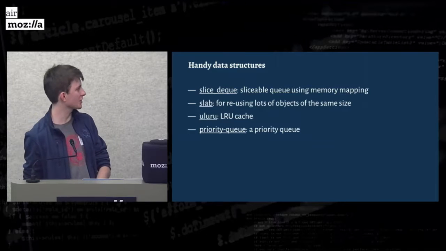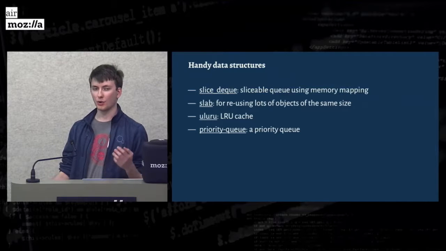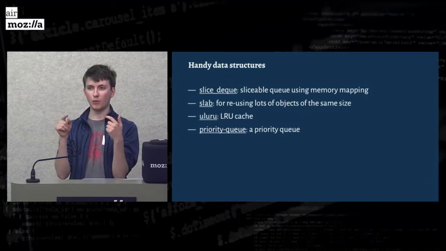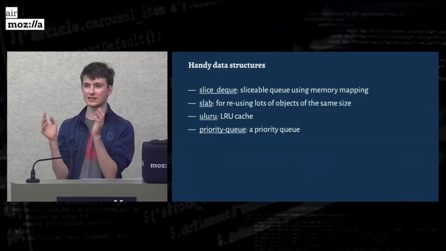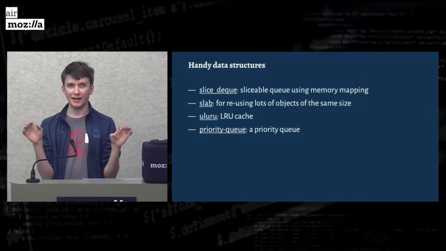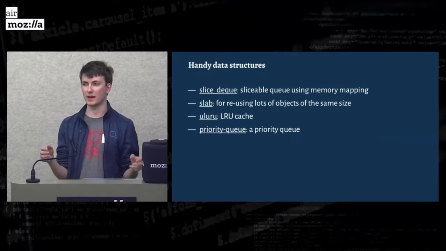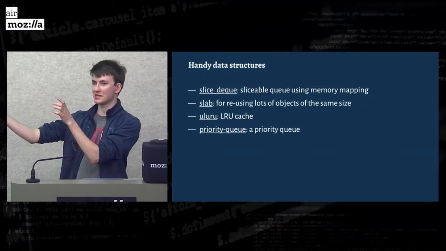This is just some other handy data structures. SliceDeque is a cool thing where normally if you're doing a ring buffer for a queue, you have this problem where you can't get a slice of its contents or any part of its contents because it might be in two discontiguous regions of memory. And SliceDeque solves this by taking a region of physical memory and then using virtual memory to map it twice directly adjacent to each other.